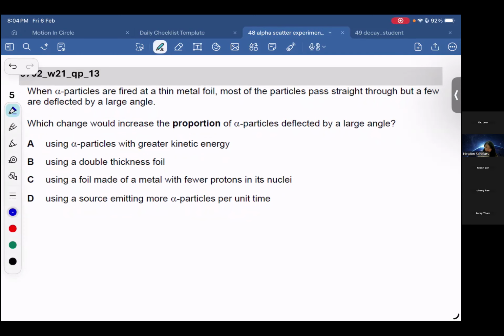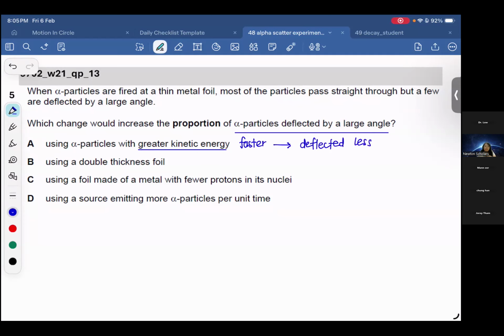Okay, dear. We want to increase the proportion of alpha particles deflected by large angle. What is the method? Prasan, correct. Okay, boys and girls, if A, you choose alpha particle with greater kinetic energy. Greater kinetic energy means it will move faster. If it moves faster, will it be easily deflected? My answer is no. If it moves faster, it will be deflected less.